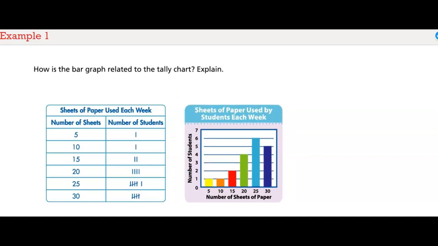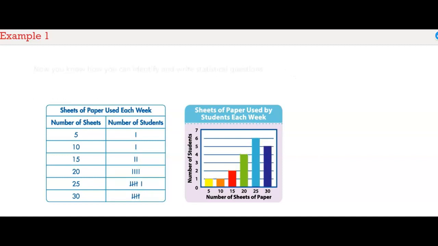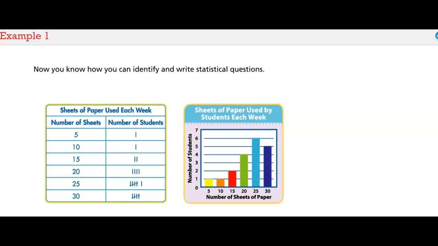How is the bar graph related to the tally chart? Explain. The bar graph and tally chart display the same information. The numbers from the first column of the chart are the labels on the horizontal axis of the bar graph. The numbers from the second column of the chart determine the height of each bar. Now you know how you can identify and write statistical questions.